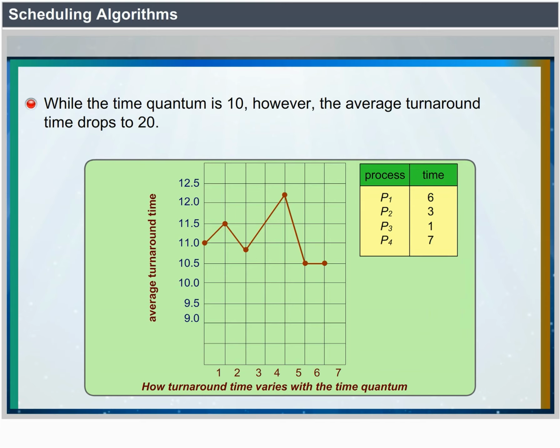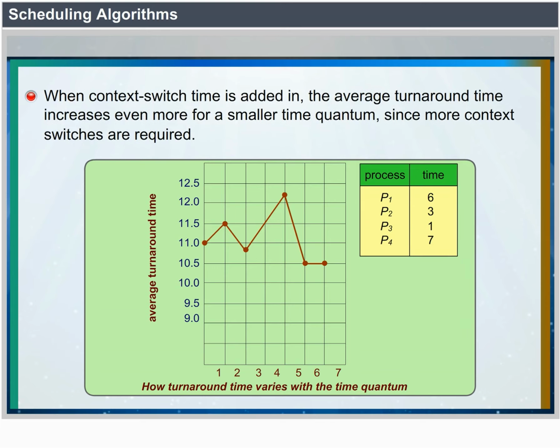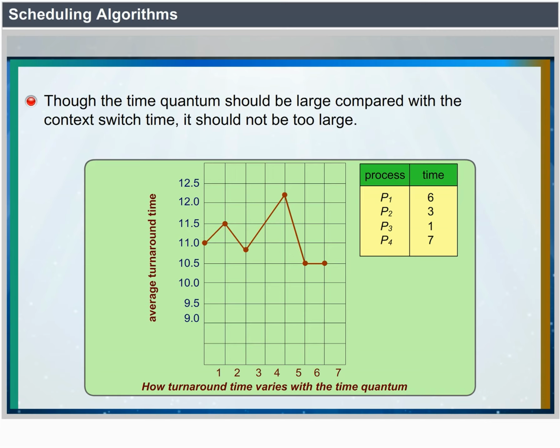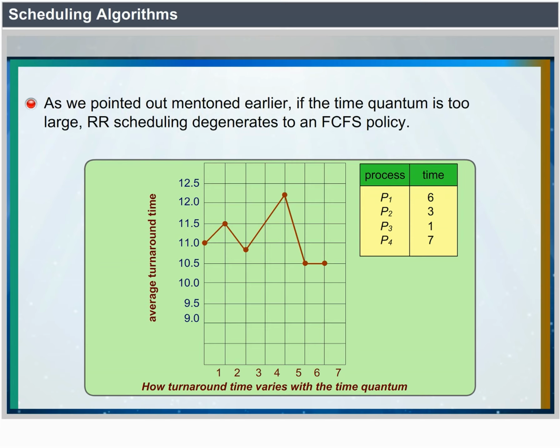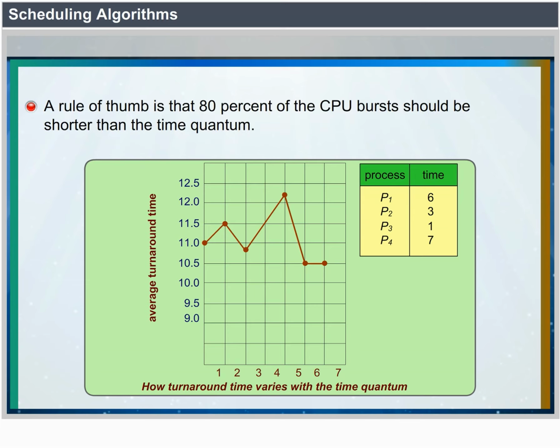If context switch time is added in, the average turnaround time increases even more for a smaller time quantum since more context switches are required. Although the time quantum should be large compared with the context switch time, it should not be too large. As we pointed out earlier, if the time quantum is too large, RR scheduling degenerates to an FCFS policy. A rule of thumb is that 80% of the CPU bursts should be shorter than the time quantum.